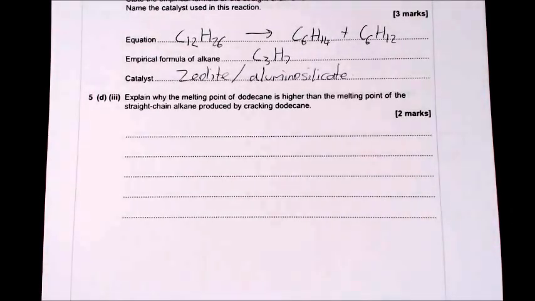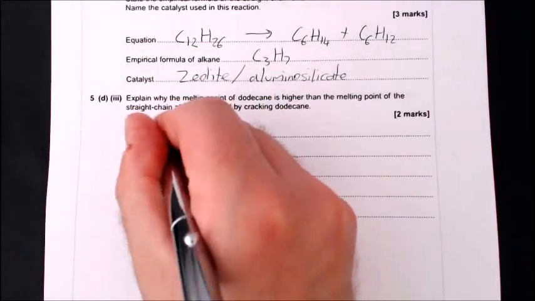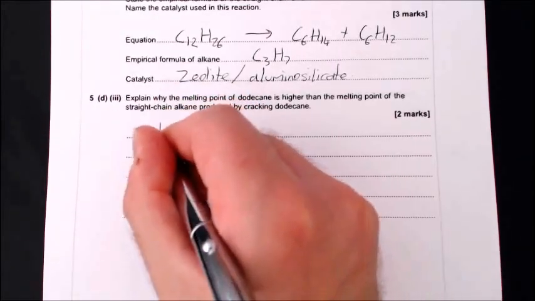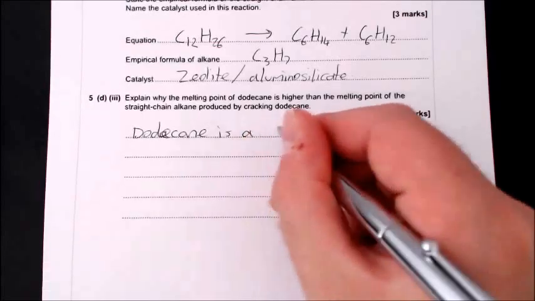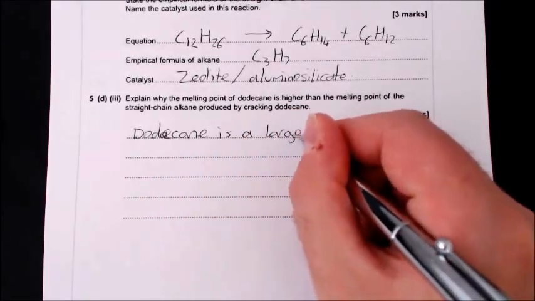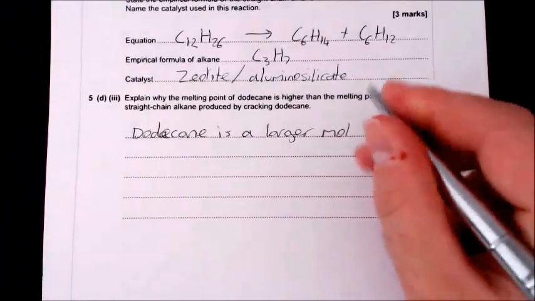So we need to first of all state that one of the molecules is bigger, and in this case, it's dodecane. So dodecane is a larger, or you could say longer molecule, or has a larger surface area, anything like that. I'll just put larger.